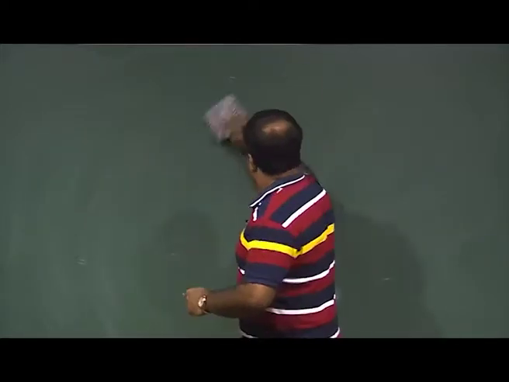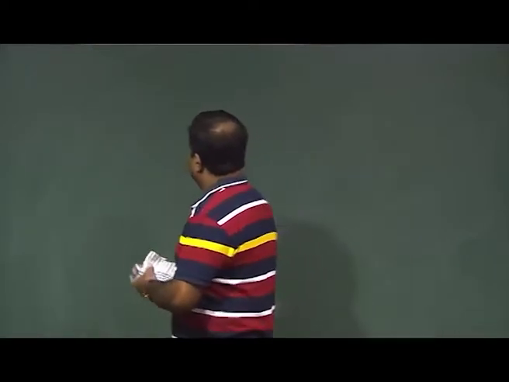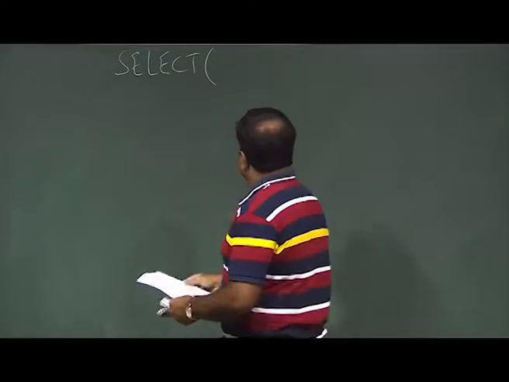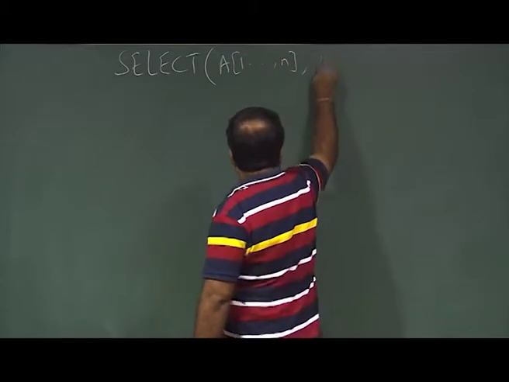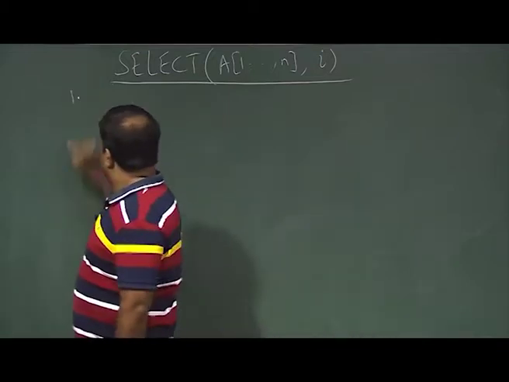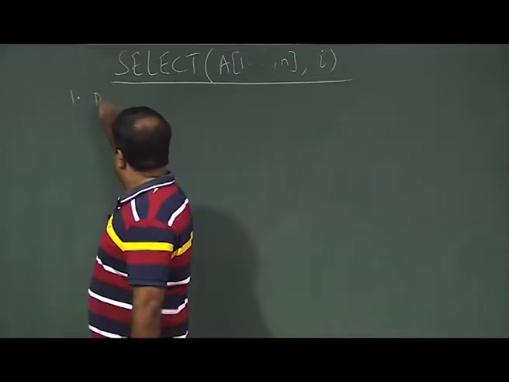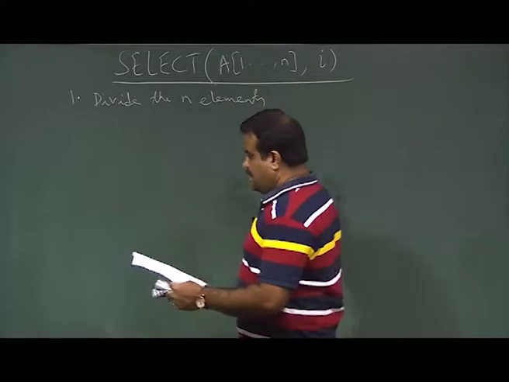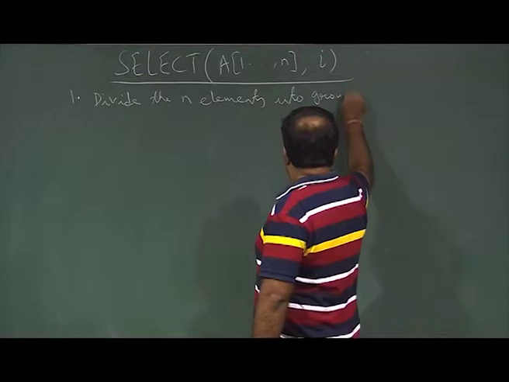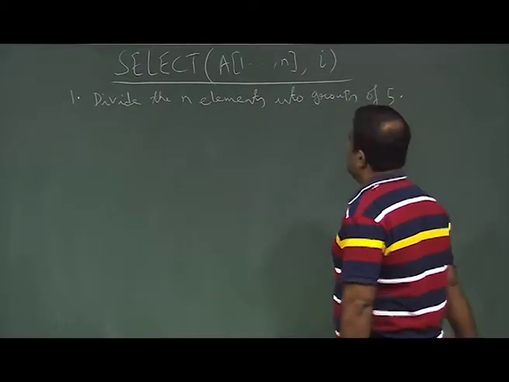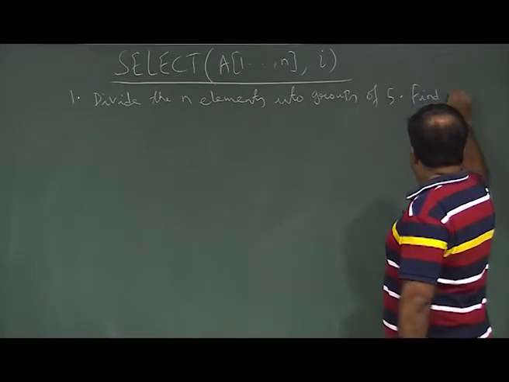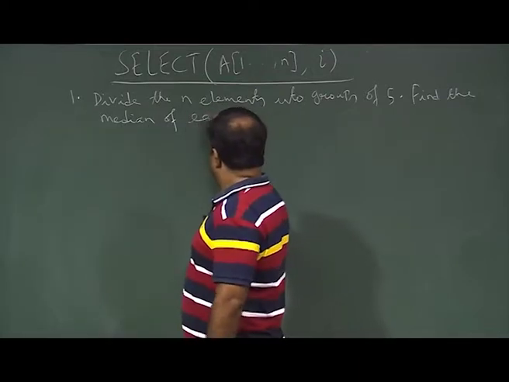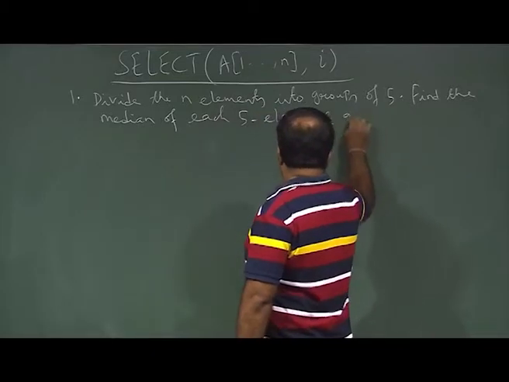So, let us write the pseudocode for this algorithm. This algorithm we refer to as, say, this is also select, but capital Select. So, we have n elements, say 1 to n. Let us write this in an English description. We divide the n elements into groups of 5 elements, and then we find the median of each group of 5 elements. Okay.